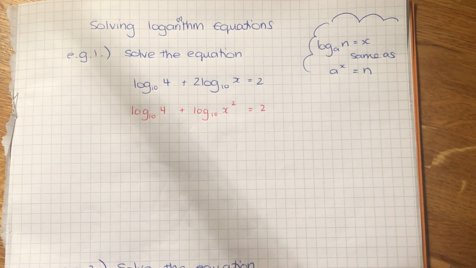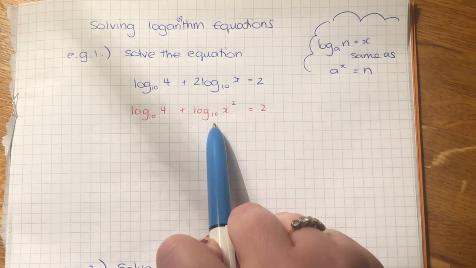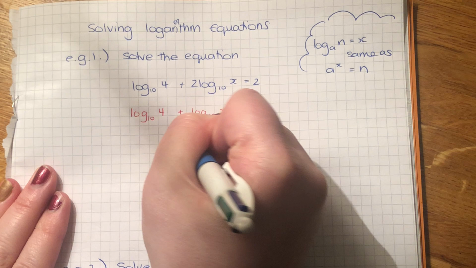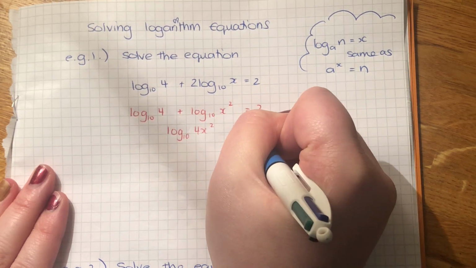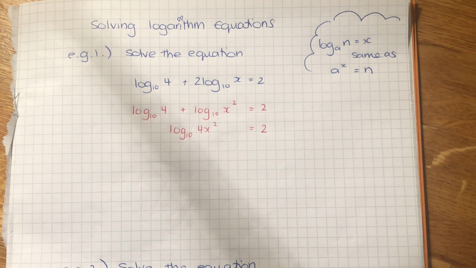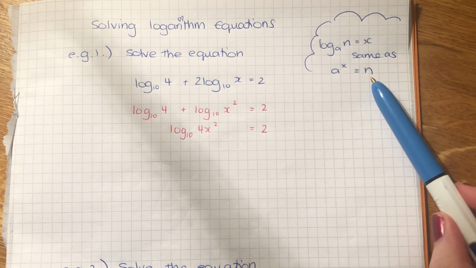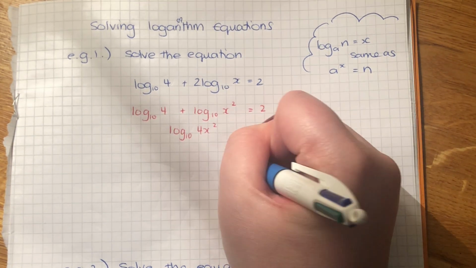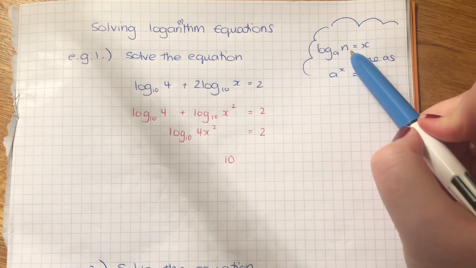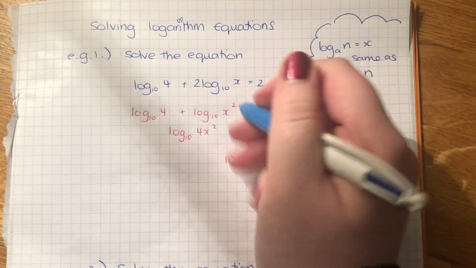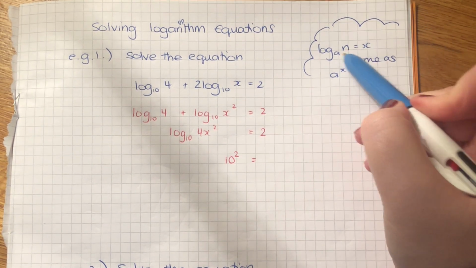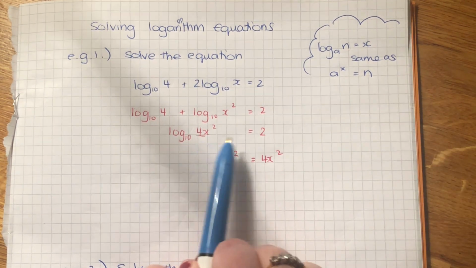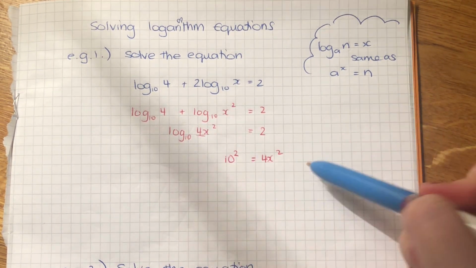Now that they're both just logs at the front, we can then use the rule where when you're adding them together, the end parts will multiply. So we'll end up with log 10 of 4x squared is equal to 2. Now the reason why I added this is because this will help us do the next part. So whatever the base is, which is what we have as 10, to the power of whatever's here, so it would be 10 to the power of 2, is equal to whatever n is here, which is this part of our log. Okay, so base with that power is equal to this. Okay, and that's what I've written here.